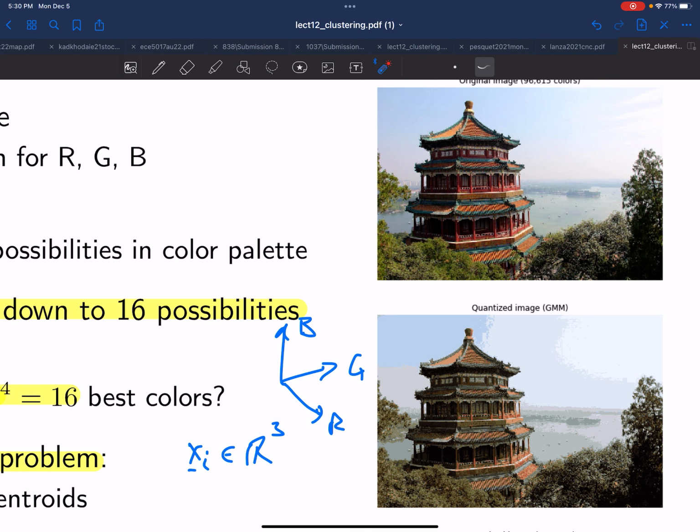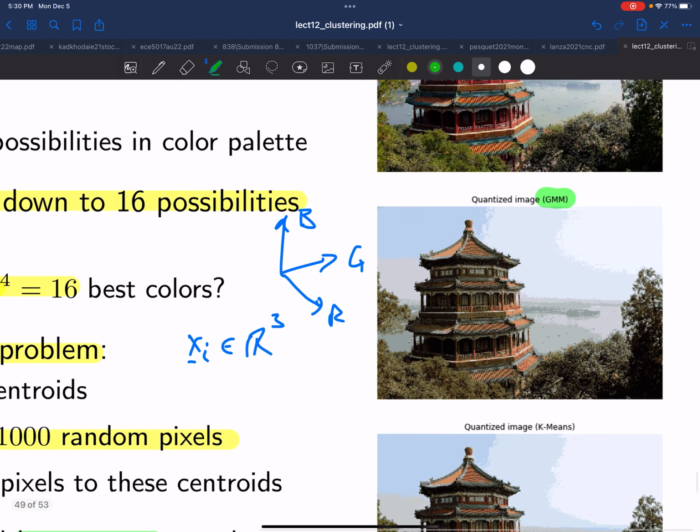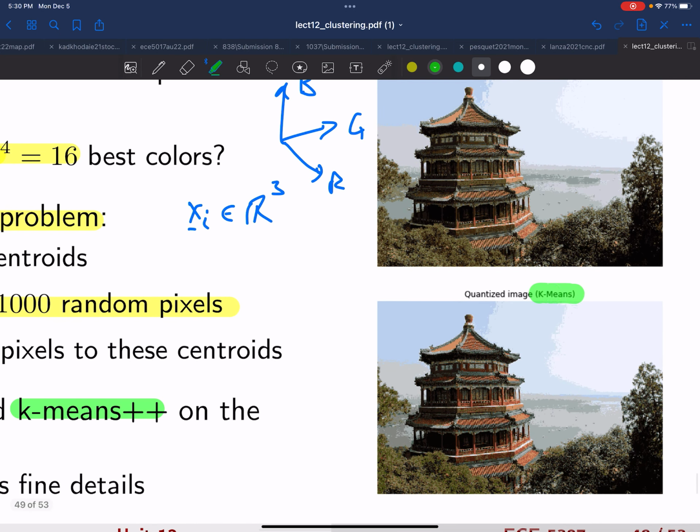What else? We can also look at the horizon. We can see here, there's just a couple colors assigned to the horizon. So this is what we get with GMM. Now let's look at what we get with k-means.